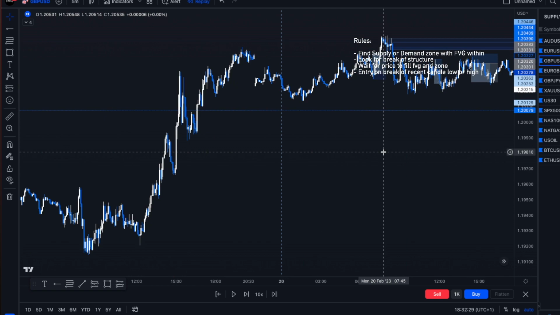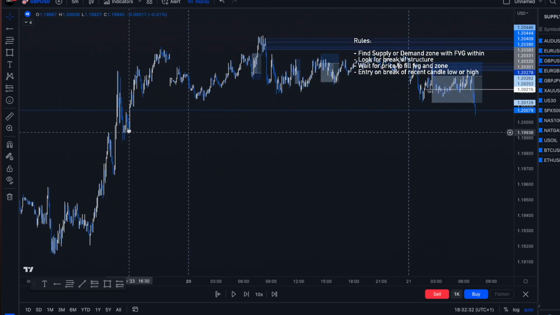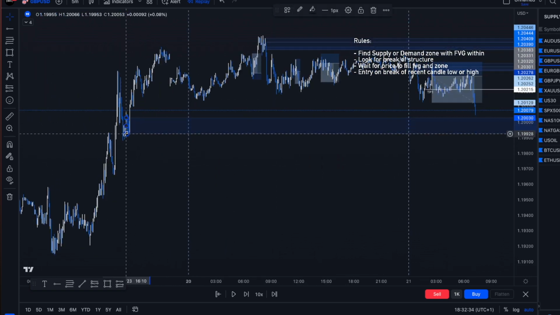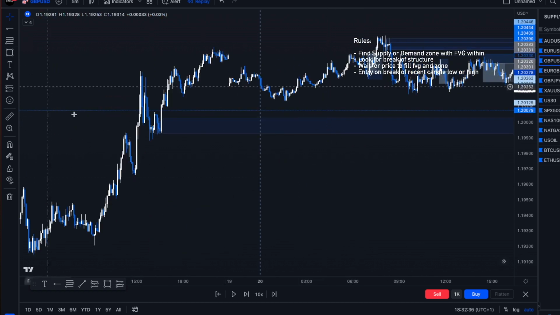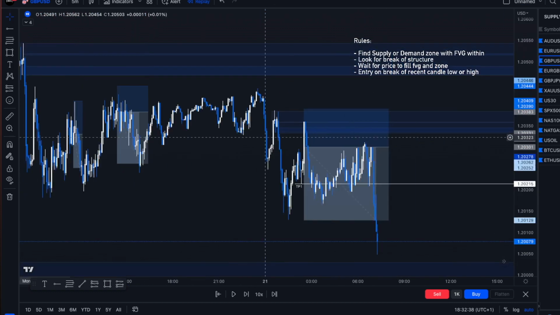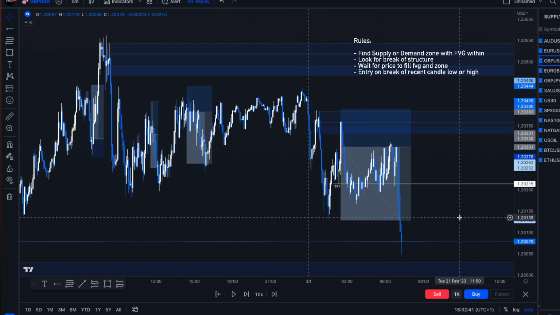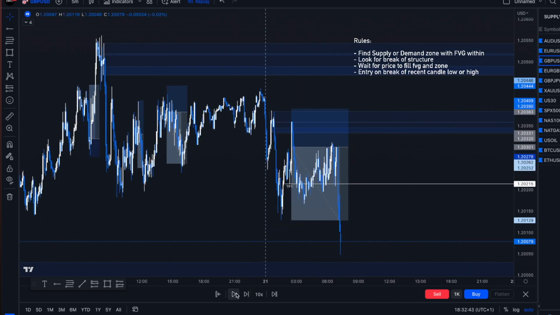Let's see. Now you can always look quite far to the left as well. We've got an area here which could work. Okay, and we've also got one down here that could work. But we're going to just play through. If I don't see anything for the rest of this day, then I'm probably going to leave the video there.